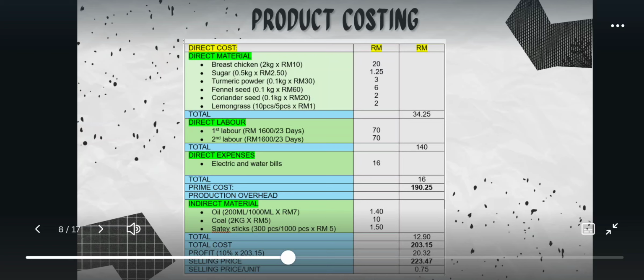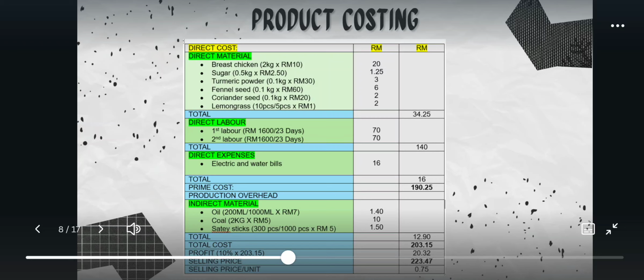For the direct labor, we have two labor. For the first labor, it is 1,600 ringgit divided by 23 days. The answer will be 70, and same as the second labor, 1,600 ringgit divided by 23 days. The answer will be 70, and 70 plus 70, the total is 140 ringgit.